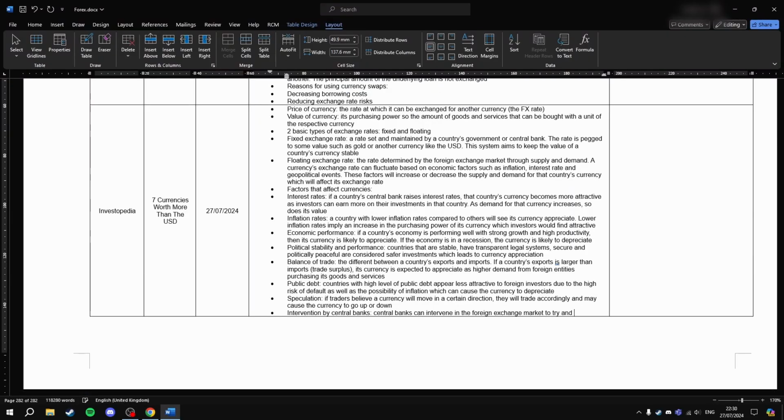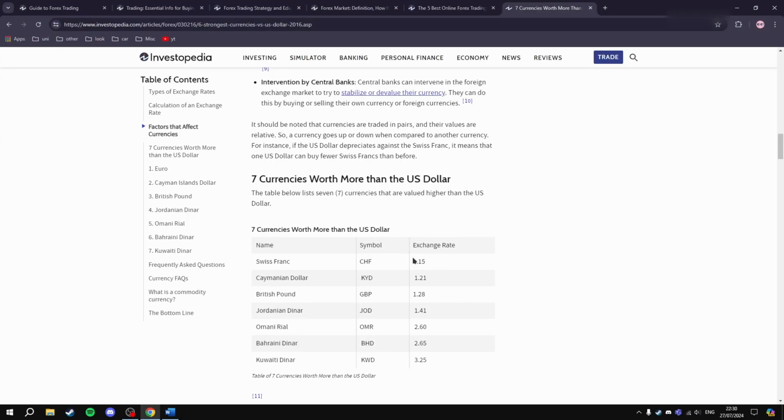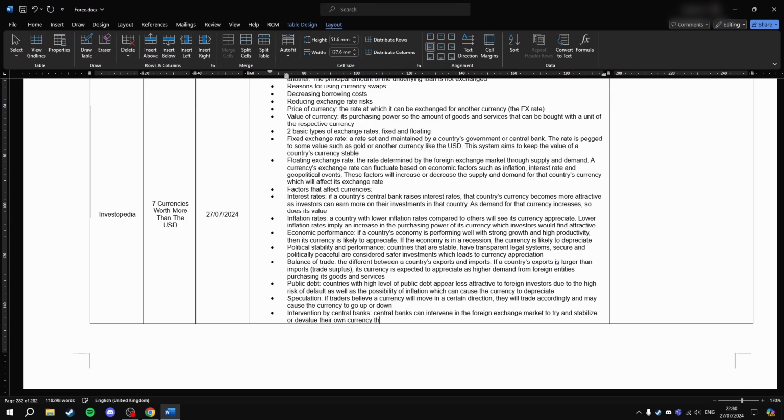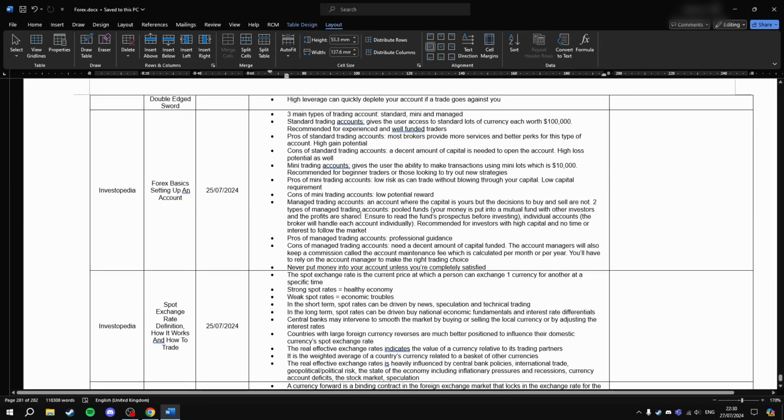Central banks can intervene in the foreign exchange market to try and stabilize or devalue their own currency through buying or selling their own currency or foreign currencies.